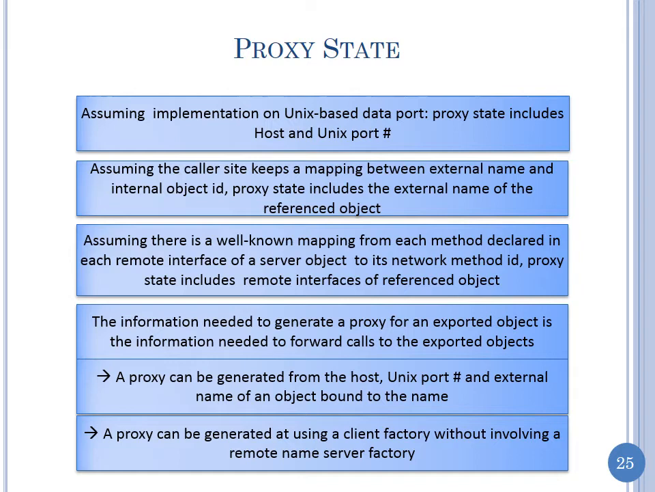It happened to also be remote. All I need is a factory, and the factory need not be remote. It can be a local factory that is supplied with this information. Remember, a factory is given some information about the instance, and given that information, it gives you the instance. So I can give a local factory these three pieces of information and get a proxy for an object. I don't have to go to a remote factory. I don't need a name server. A name server has certain advantages, but if all I need is a proxy, I can be without a remote name server.